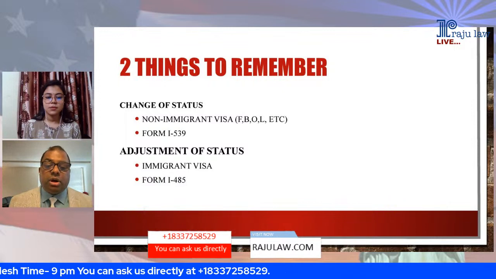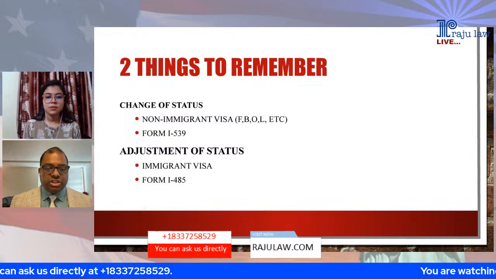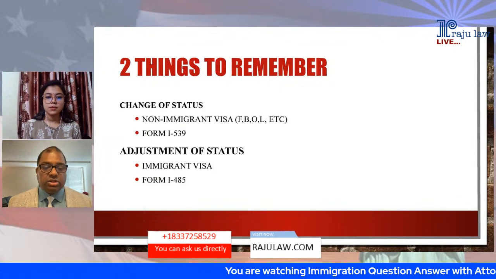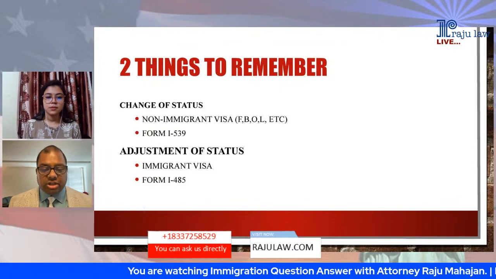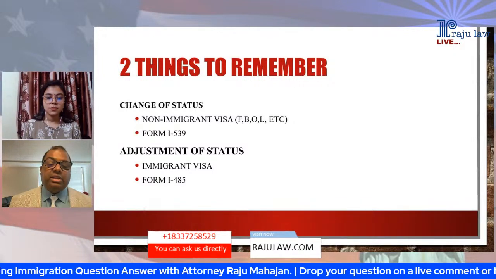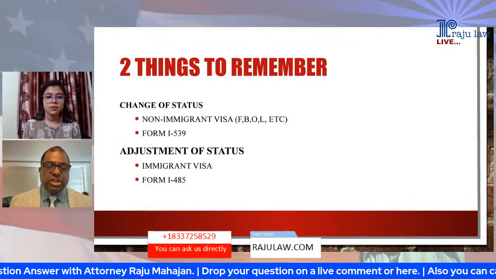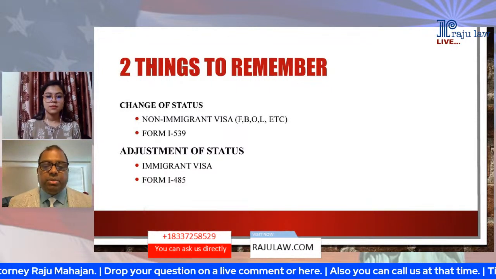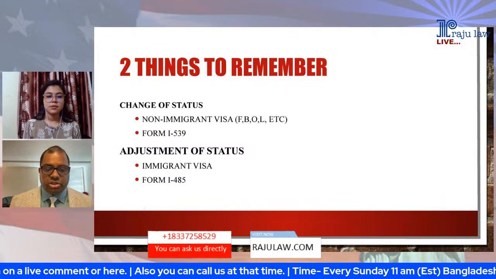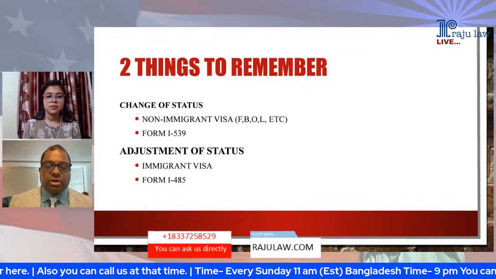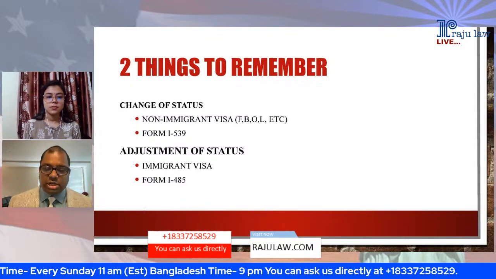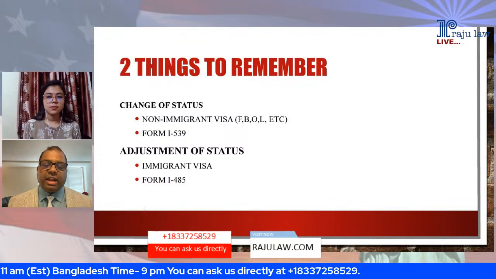However, there's another term called adjustment of status, meaning you are adjusting your status from a non-immigrant status to an immigrant visa. So when you apply for a green card from a non-immigrant visa category, it is called adjustment of status. And the form for that is called I-485. This is a totally different thing, but a lot of people, when they reach out to us and ask questions, are confused about these two terms. So I just want to make sure that you are not confused about it. Today we are going to talk about change of status, not adjustment of status. We may talk about adjustment of status on another day.